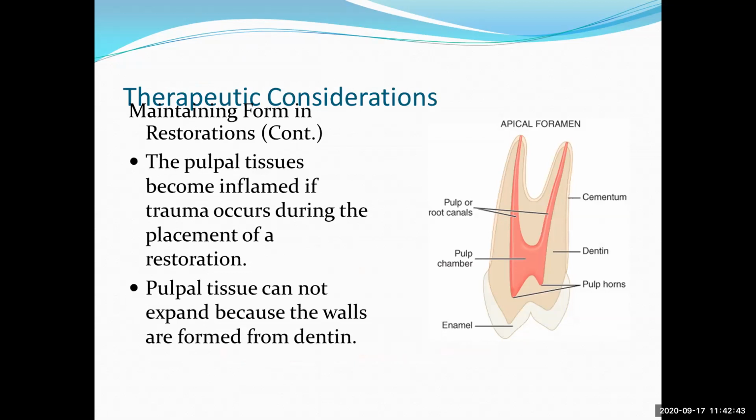Pulp tissues, if you've got bite discrepancies, can become inflamed during the placement of a restoration. If the restoration's too deep, the pulp tissue can't expand. Remember that pulp tissue goes to the apex here and then to the blood supply. This pulp tissue is next to dentin, which is hard. So this doesn't have any give, so it doesn't expand.